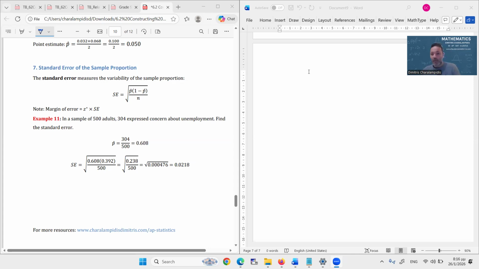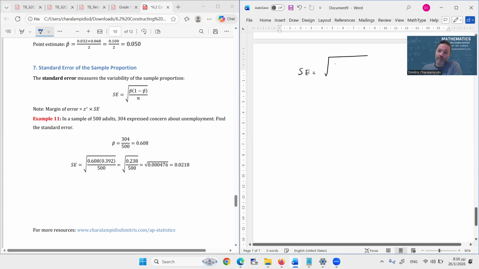Luckily enough, in the AP statistics and in other statistics subjects as well, this formula is provided to us. This formula, the standard error, is equal to the root of the sample proportion per a specific characteristic multiplied by 1 minus that sample proportion, over the sample size.